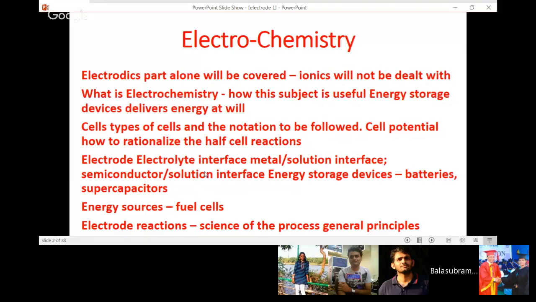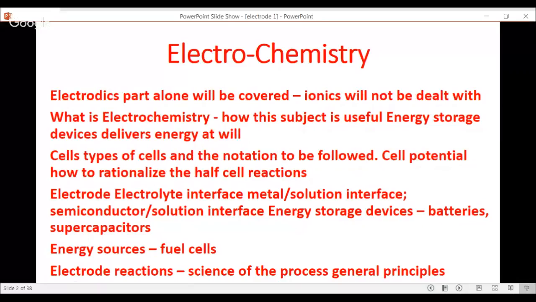So there are various types of electrochemical cells, and there are various notations to be followed. As we go along, we will see the types of these cells, the cell potentials, and the rationalization of these cell potentials and half cell reactions. Now, in doing this, we have to understand the electrode electrolyte interface. We will deal with the metal solution interface, which is the main basis of electrochemistry.